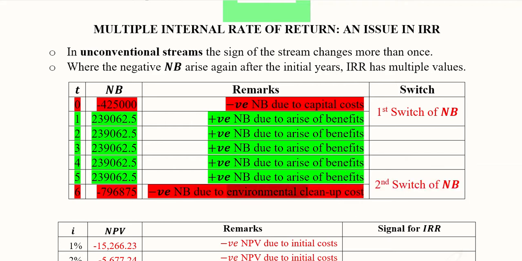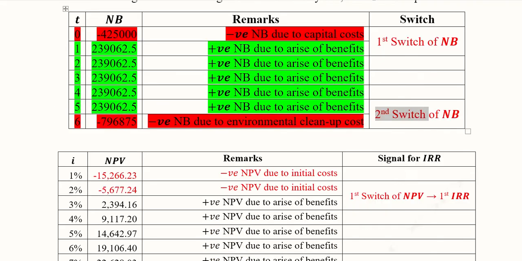Maybe it's due to environmental cleanup, that cost which has to be incurred if there is an activity of cleaning up the environment, some negative externalities. So that will give rise to a second switch in the net benefits. This was the first switch, that is from negative to positive, and this is the second switch, that is from positive to negative. We expect there will be two IRRs in it.